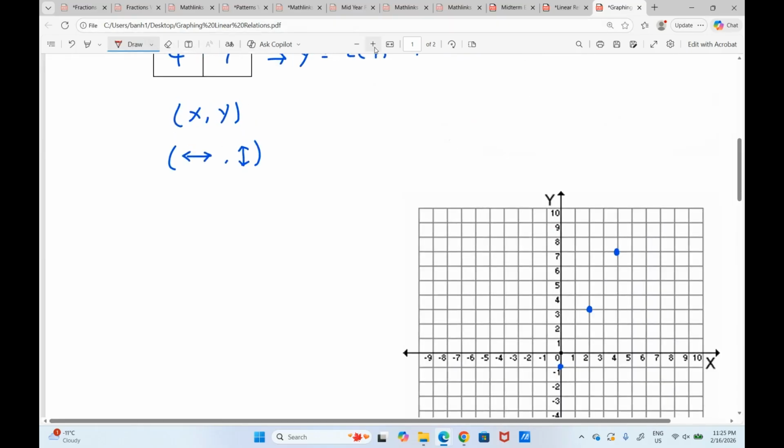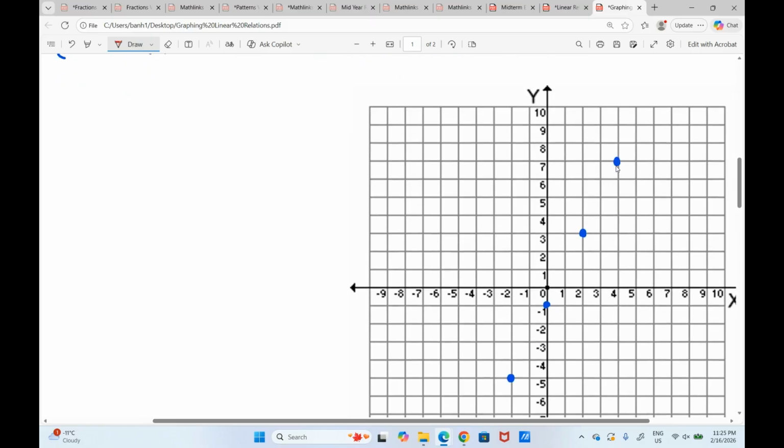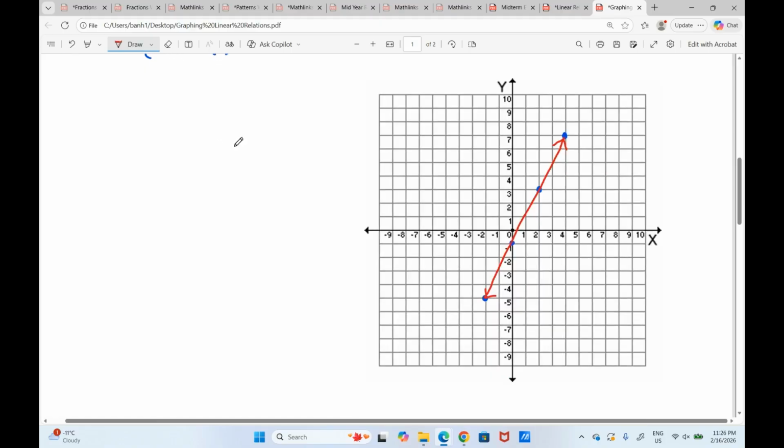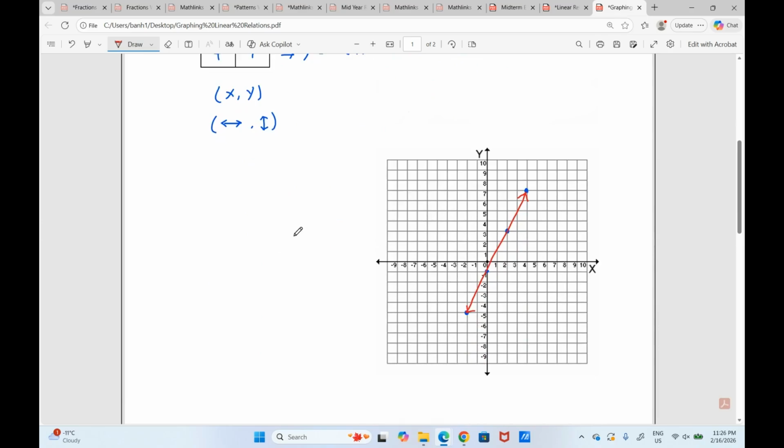So what I'm going to do is zoom in a little bit here. I'm going to do my best to draw a straight line and connect these points. Okay, and since they go on forever, I'm just going to draw an arrow to indicate that they do that. And now I am finished graphing my question. So I used this table of values and this equation to graph this linear relation onto a Cartesian plane.